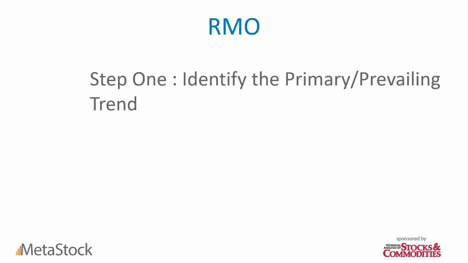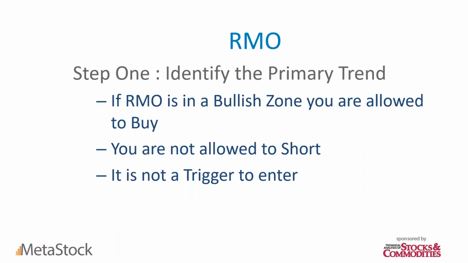Okay, so that's step number 1. Identify your primary trend. Very simple. If it's bullish, if that RMO is in a bullish zone, you're allowed to buy. You're not allowed to sell, and it's not a trigger to get out of the market. Very simple. Okay.